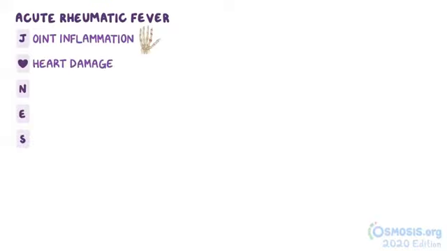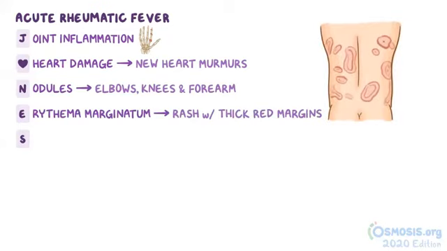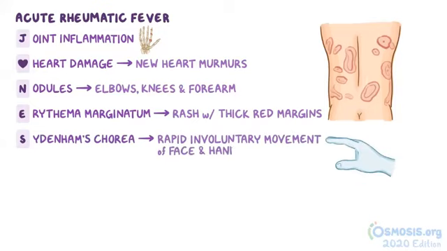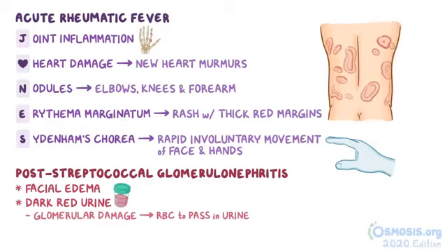Finally, with acute rheumatic fever, there's a mnemonic for the symptoms, and that's Jones. J is for joints inflammation, O is for heart damage that causes new heart murmurs, N is for subcutaneous nodules typically seen on the elbows, knees, and the forearm, E is for erythema marginatum, a rash with thick red margins, and finally S is for Sydenham's chorea, which is characterized by rapid involuntary movement of the face and hands. With post-streptococcal glomerulonephritis, there's mainly facial edema and dark red urine, because glomerular damage allows red blood cells to pass in the urine.